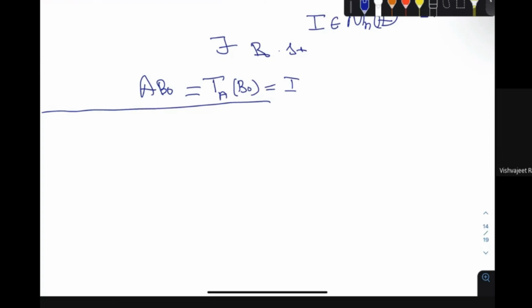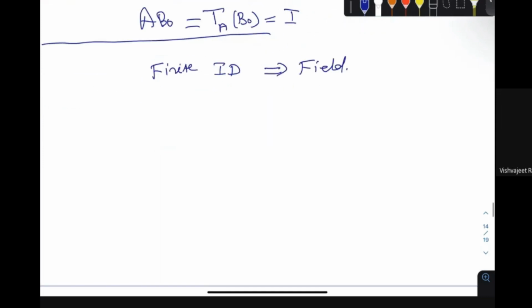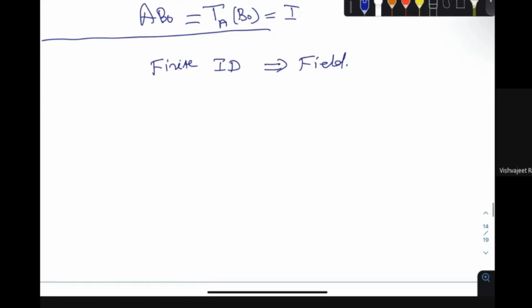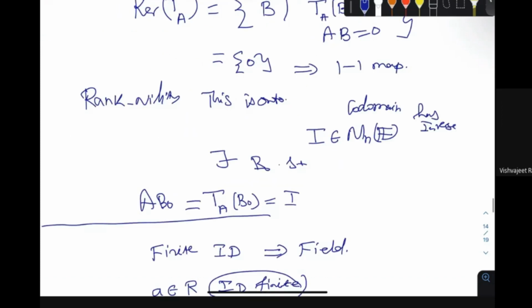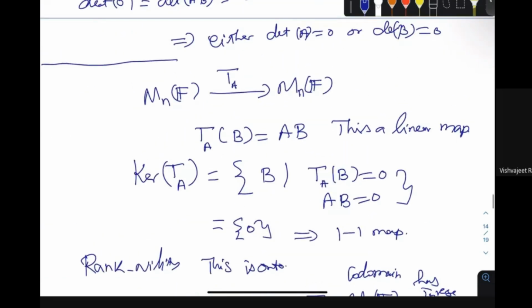What is the theorem? Finite integral domain implies field. If I want to prove it, in just two lines I can prove. Like this. I take A from the integral domain, finite. This works because of finite. See, this works. Rank nullity theorem I used.